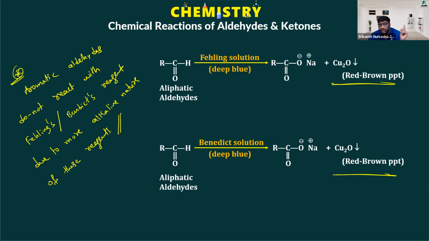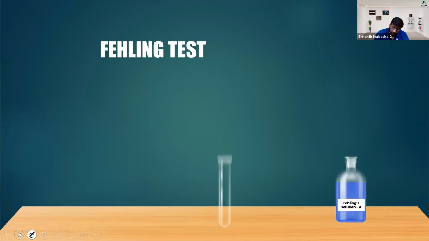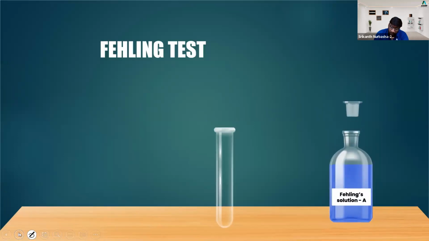First point: Tollens can react with both aliphatic as well as aromatic aldehydes. Benedict's and Fehling's will react only with aliphatic aldehydes. And in Fehling's or Benedict's, the deep blue colored complex is going to be converted to a reddish brown precipitate. In Tollens, you will get a silver mirror, and the same RC double bond OH converts to RC double bond O minus. Is that clear, students? The milder oxidizing agents, how they are going to convert the respective aldehydes to carboxylates? Yes, sir. Very good. Same, you can look at the animation and you will have the same scenario.